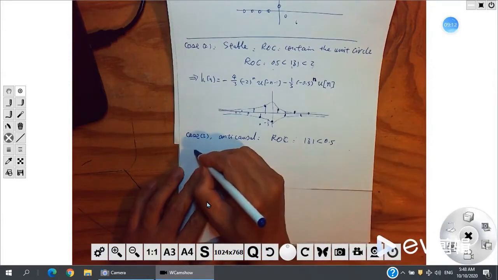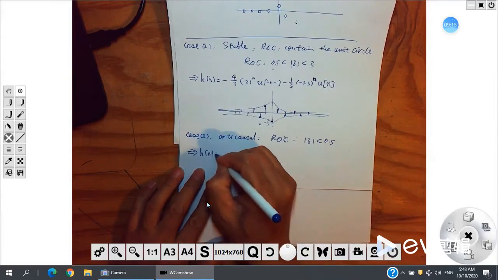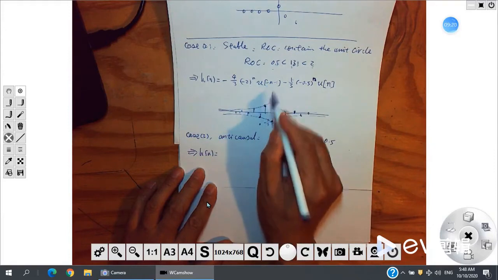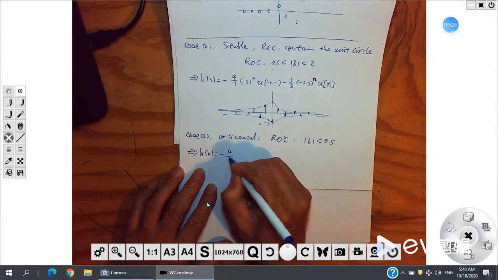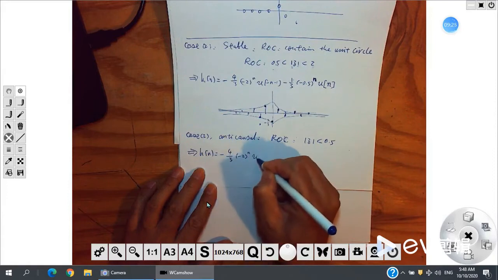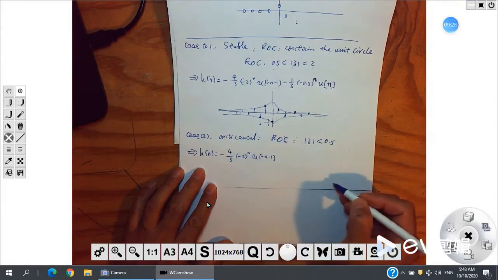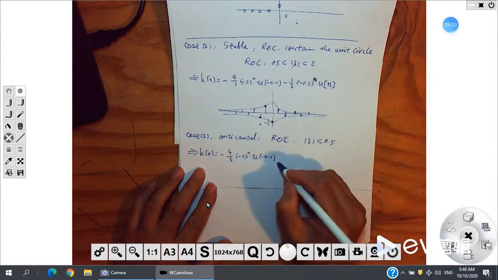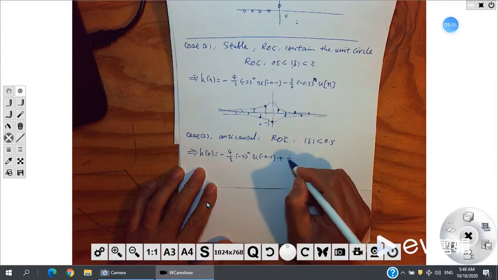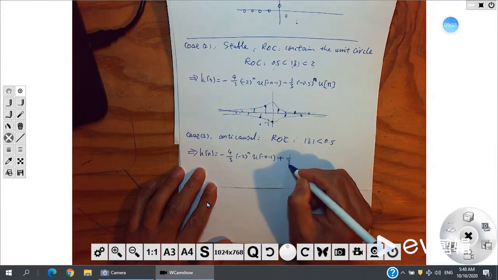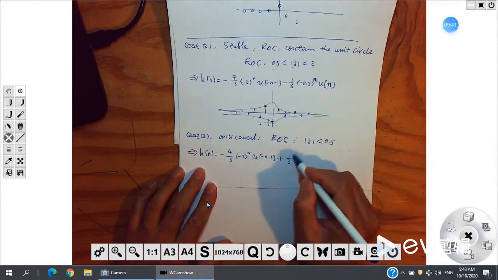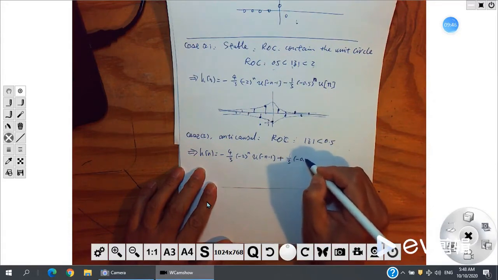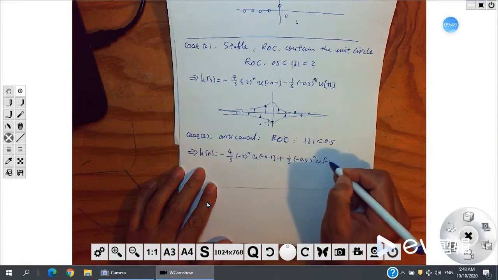Okay, and h of n, now both terms I need a u of -n minus 1. So this is -4/3, -2 to the n, u of -n minus 1. Right, because z is smaller than 2, of course smaller than 1/2, right? Then plus 1/3. The coefficient is -1/3, but you have an actual negative in the signal itself, so here's a plus, -0.5 to the n and the u of -n minus 1.